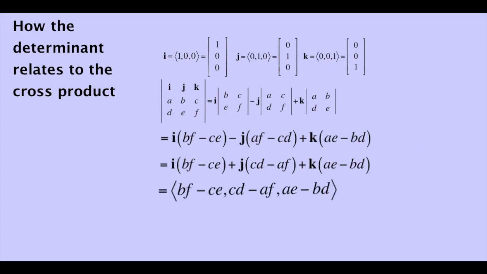We actually recognize that this is the formula for the cross product of two vectors, being bf minus ce, cd minus af, and ae minus bd. Therefore, with the determinant of a matrix where we write i, j, and k as row 1, and rows 2 and 3 are our two vectors, we can compute the cross product that way.